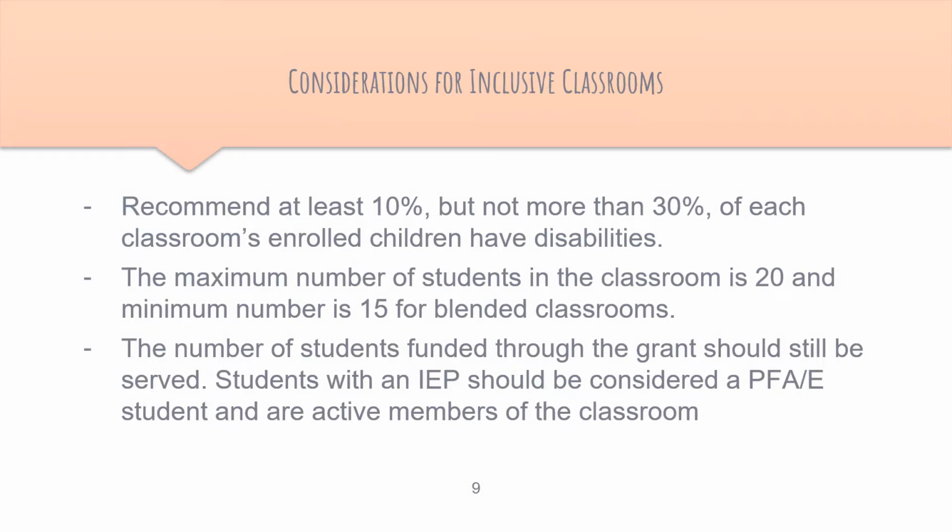Also in the manual, it recommends that at least 10%, but no more than 30% of each classroom enrolled children with disabilities. And the maximum number of students in a classroom should be 20, but the minimum is 15 for blended classrooms. So they're aware that you might need to have fewer children in a classroom because some children might need more attention. And then again, the number of students funded through the grant should still be served. Students with an IEP should be considered a PFA student. They're active members of the class, so they're considered in the count.